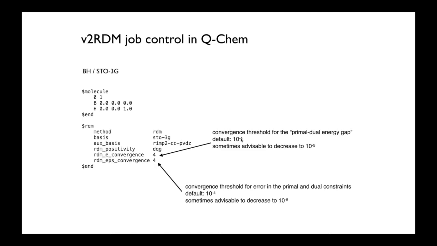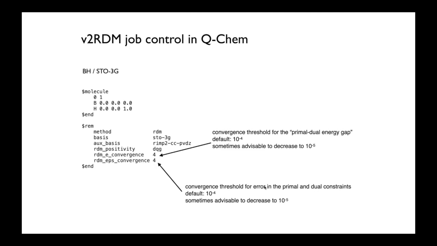The default is 10 to the minus 4 Hartree, which is kind of large when you think about convergence thresholds for more conventional electronic structure methods. Hartree-Fock, DFT, coupled cluster, you can converge to 10 to the minus 12 Hartrees if you want. But these RDM methods, the convergence properties aren't so great. So a lot of times we're stuck at maybe 10 to the minus 4, 10 to the minus 5. Sometimes it's advisable to decrease this value to 10 to the minus 5 or 10 to the minus 6, depending on your problem.